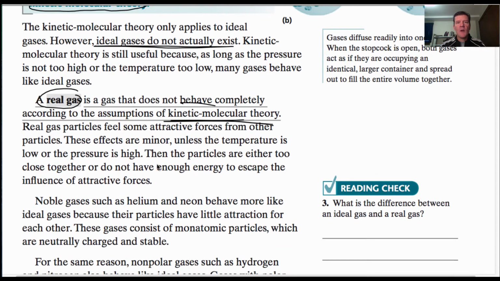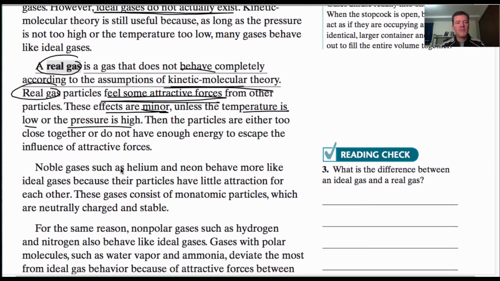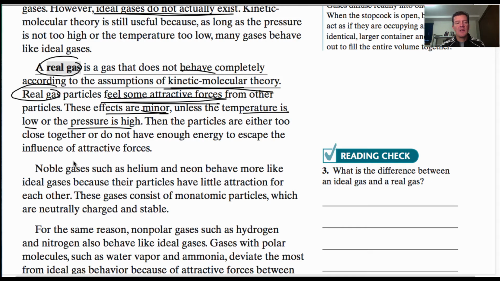All right? Why is that? As I mentioned, real gases do feel some attractive forces between each other. They're minor, but if the temperature is really low or the pressure is high, maybe we'll talk about that later, the particles may have a little more attraction to each other. Okay? We'll talk about that when we talk about intermolecular forces.